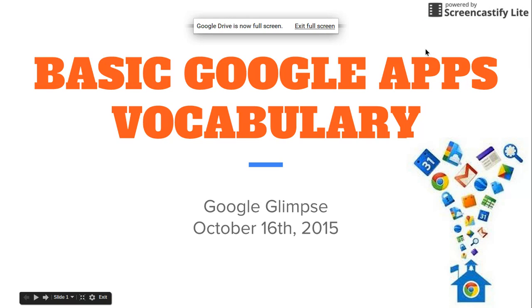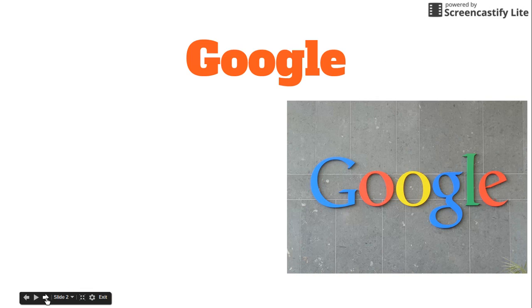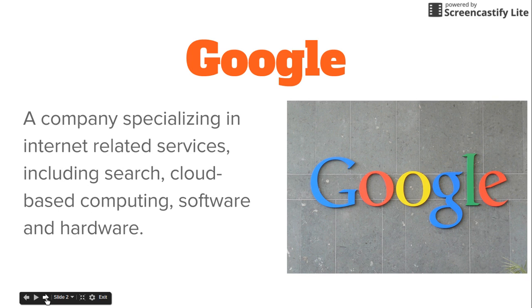We know that learning Google is oftentimes like learning a new language. So let's walk through some of our basic vocabulary words for Google. The first one itself is Google. It has become just "Google it." But Google is actually more than just a search engine. It's a company specializing in internet-related services, including search, cloud-based computing, software, and hardware.